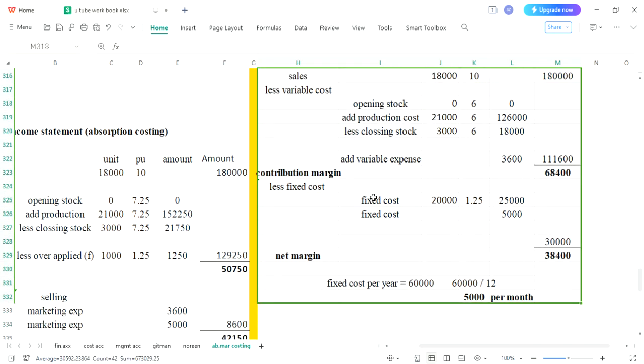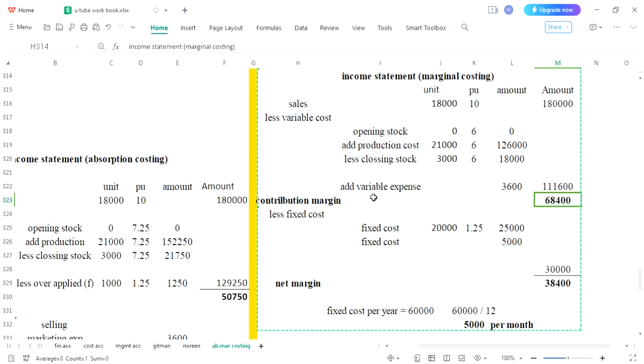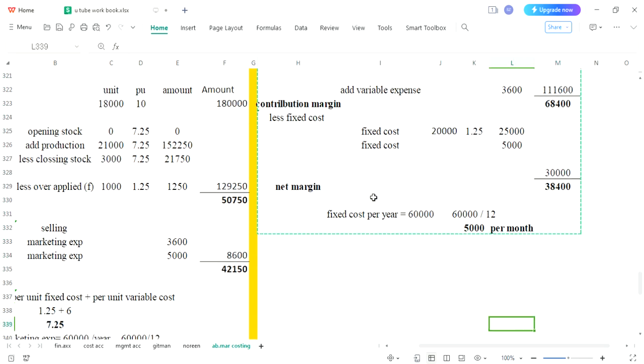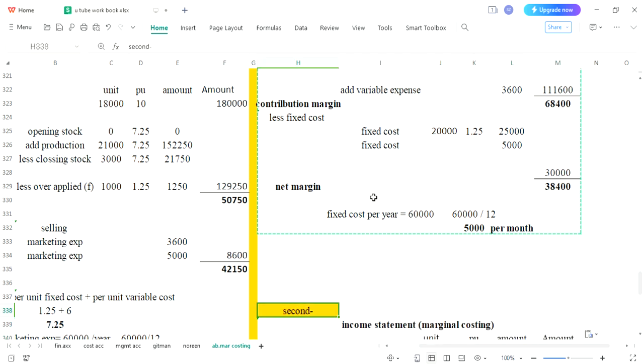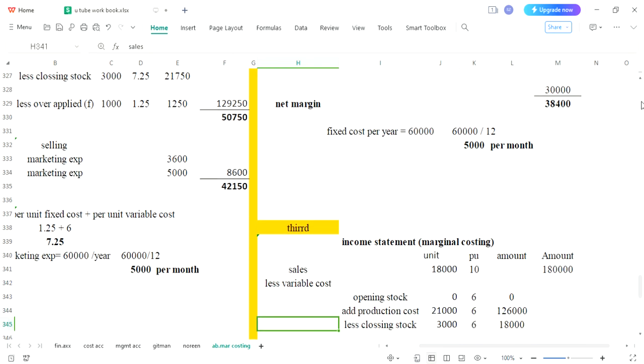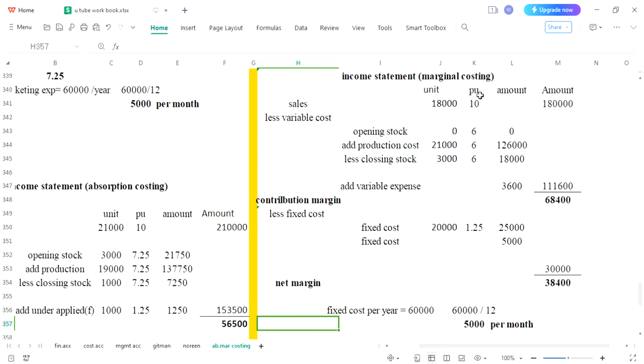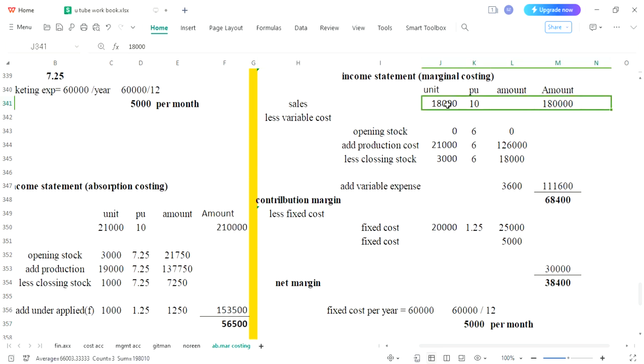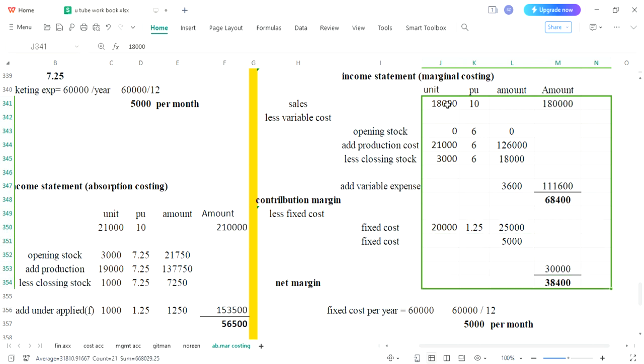So here you will choose it and we'll use the same headings for your third part. I will just change the number. We are now going to start the third income statement and it will be similar to this except the numbers and amounts, and we are going to delete them.